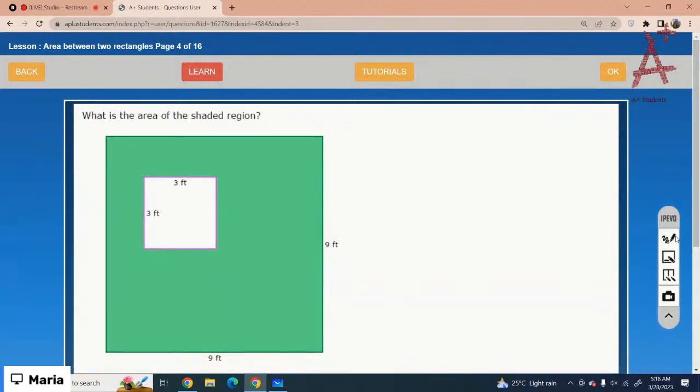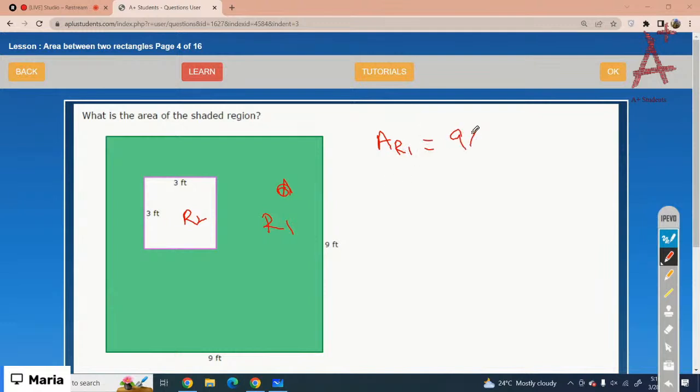Okay, the next one is just calculate the area of the greater rectangle. I'm going to name it rectangle 1. Got it? This would be rectangle 2. Let's just calculate the area of rectangle 1. That would be length times width. 9 times 9. 9 times 9 is 81.